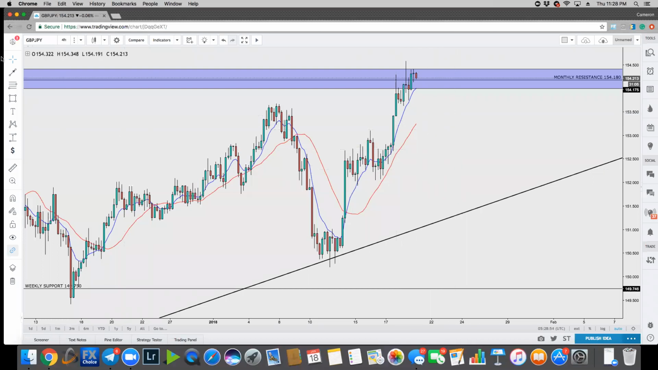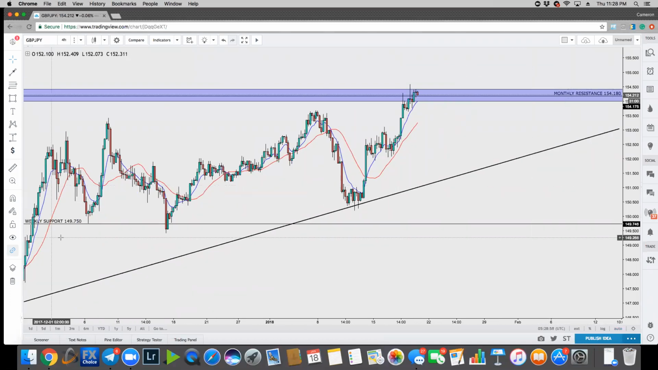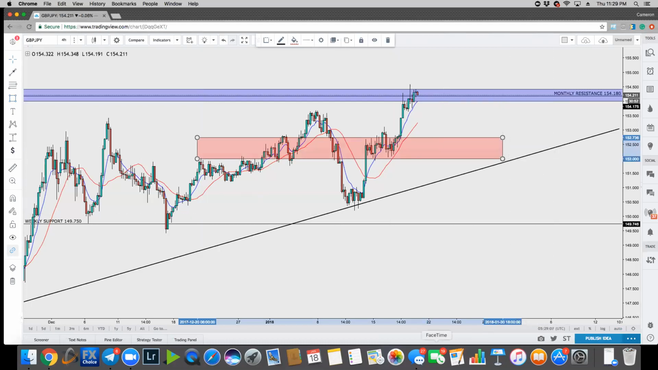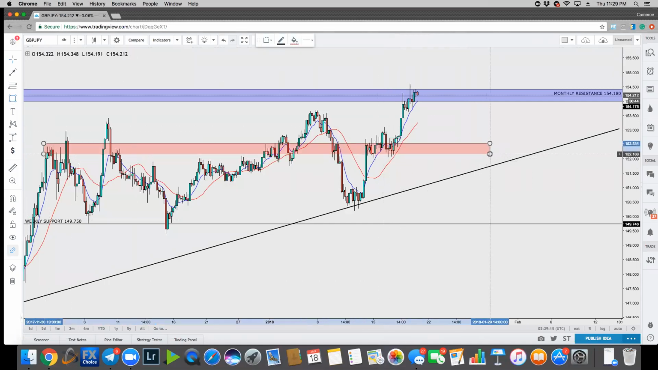Because honestly, trading in between, let's give an example. Weekly support is down here at 149.750, and then you have monthly resistance up around here at 154. When you're trading in the middle of this, you're at a chance of, okay, where is this going to go, up or down? And then you need to zone in your analysis and understand different technical principles.